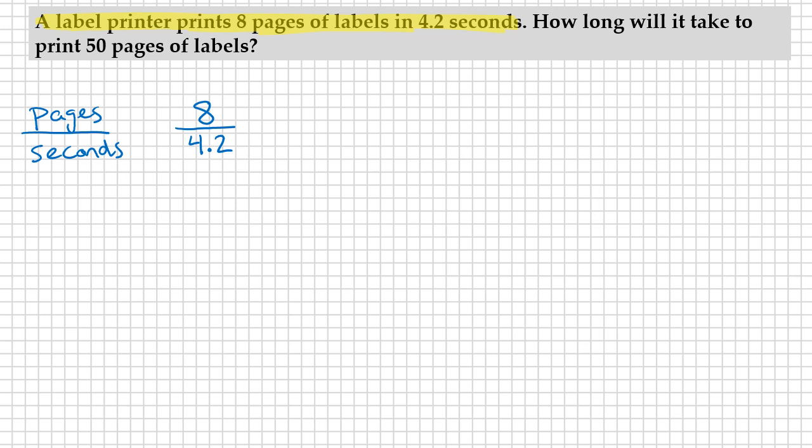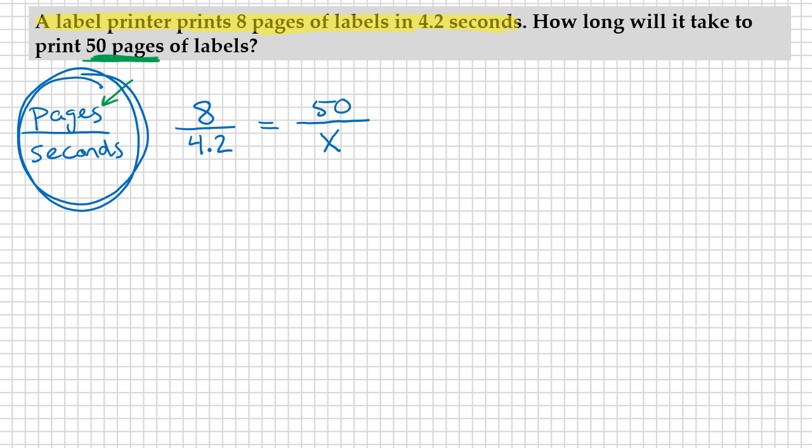Now, how long will it take to print 50 pages of labels? All right, so we're given number of pages, and the way I have this set up, remember, we have to be consistent. So if I've got pages on top and I'm given 50 pages in the question, the 50 has to go on top. If your x is in the wrong position, you will get the wrong answer 100% of the time. So that's why it's important to start off by labeling what my numbers stand for. Anything on the top of a fraction, I'm using number of pages. Anything on the bottom, I'm using number of seconds.